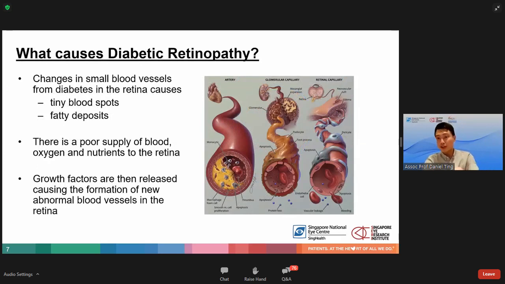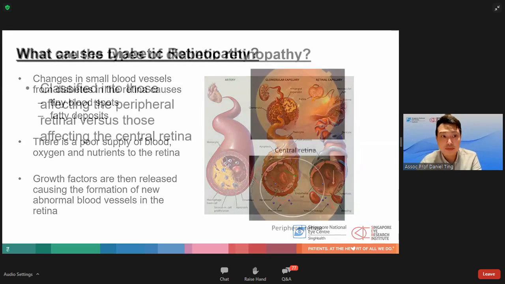And what causes diabetic retinopathy? As we said before, diabetes is someone with a high sugar level. The high sugar level is quite toxic to the blood vessels, so your blood vessels will start undergoing changes. It can cause tiny bleeding spots, and proteins can leak out from the blood vessels. This in turn causes insufficiency of the blood supply to your eye, followed by the release of growth factors that cause the formation of new blood vessels.